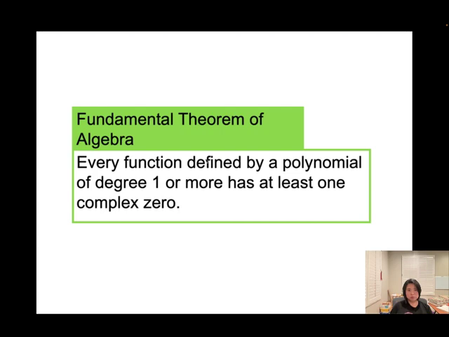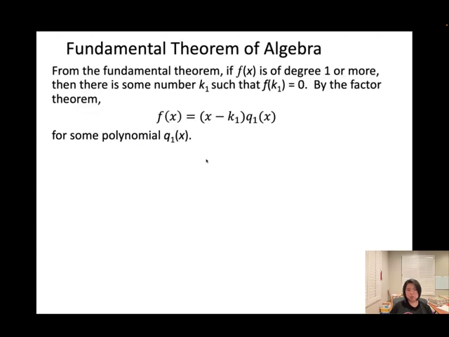Okay, the fundamental theorem of algebra: every function defined by a polynomial of degree 1 or more has at least one complex zero. From the fundamental theorem, if f of x is of degree 1 or more, then there is some number k1 such that f of k1 equals 0. By the factor theorem, we have f of x equal to x minus k1 times the quotient q1 of x, for some polynomial.